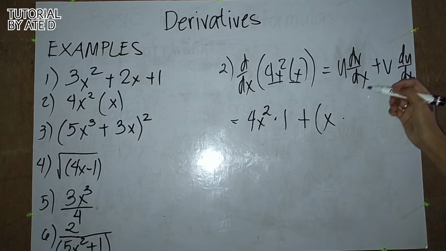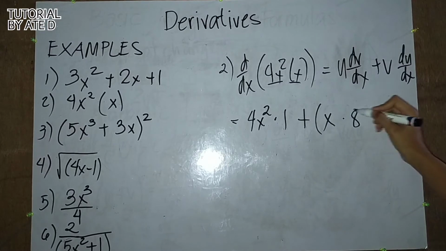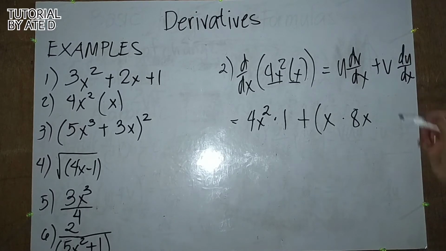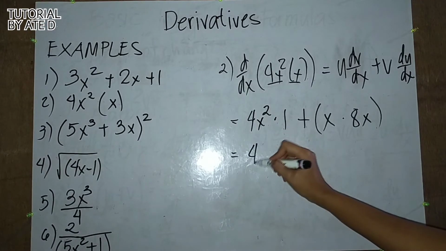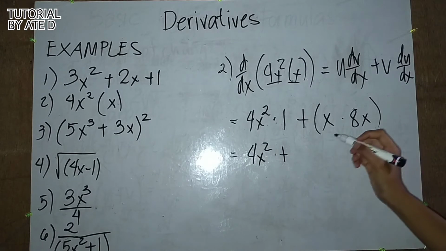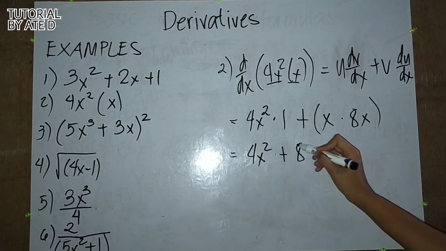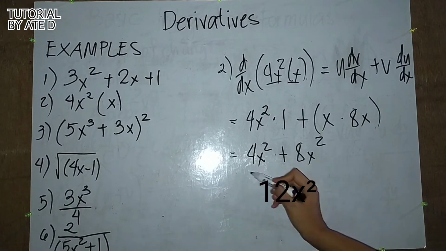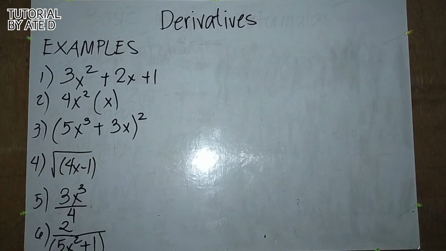So, 4 times 2 is equal to 8. 2 minus 1 is equal to 1. So, magiging 8x lang siya. So, kukunin natin 4x squared plus x times 8x is equal to 8x squared. So, ang sagot sa number 2 is 12x squared. So, proceed tayo sa number 3.